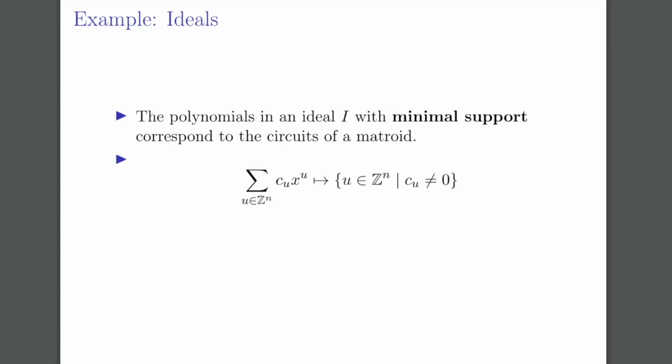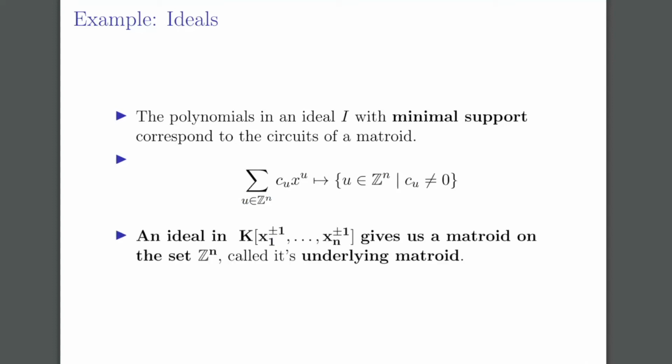To get my circuits for my matroid, I just want to take the minimum ones, because I need a clutter. So I look at my ideal and I look at the polynomials with the smallest sets of exponents possible. These sets of exponents are going to be my circuits. Formally, an ideal gives us a matroid on the set Z^n. This is what we call the underlying matroid of my ideal, and this is what we're going to be working with through most of the talk. Are there any questions so far?